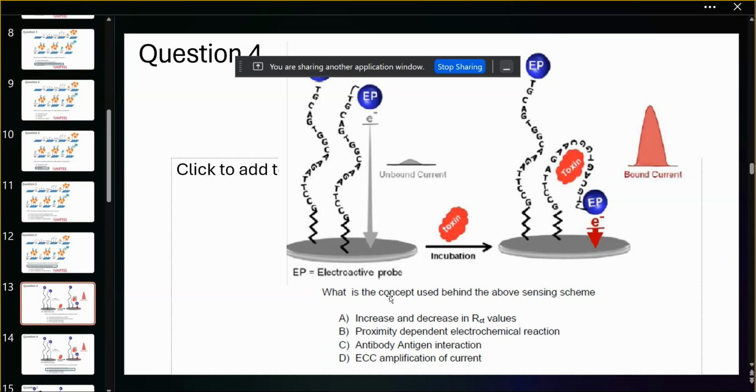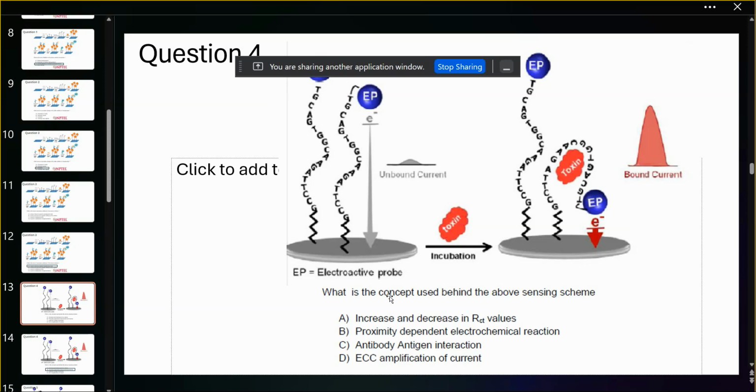So let's go one by one with the options. ECC amplification requires a redox reaction. So it is an electrochemical redox reaction. That is not happening. There is no redox reaction happening; you cannot see it in any of the schematic. Antibody antigen: do you see antibodies and antigen? Antibody is a Y, and Y, the sandwich assay. Are you seeing it in this reaction? No, it is not happening.